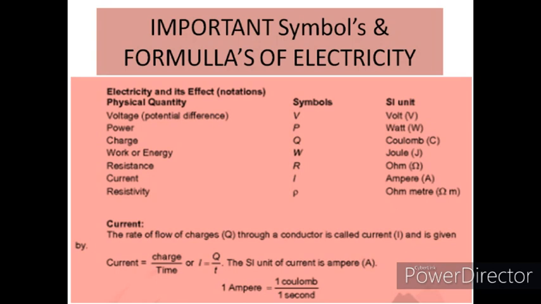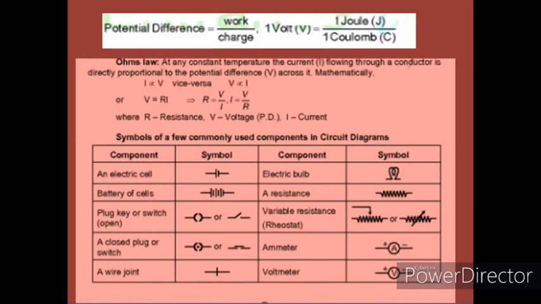Next, we have the formula of current. As we know, current is equal to the rate at which the charge flows. So, current is equal to Q upon T and its SI unit is amperes. Next, we have the formula of potential difference. Potential difference is defined as the amount of work done to bring the unit charge from one point to another. So, the formula of potential difference is work per unit charge and its SI unit is volts.